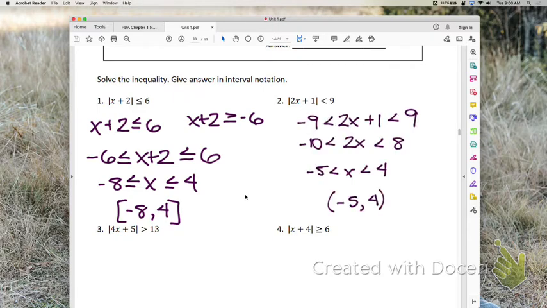But that means for 3, what would my setup look like? 4x plus 5 is greater than 13, or 4x plus 5 is less than negative 13. And that would solve both. This just means when we write our answer in interval notation, this is where we're going to use that u, because we're going to have 2 separate parts. Yeah? If you got 3, go ahead and try 4. I'll put answers up to these momentarily.